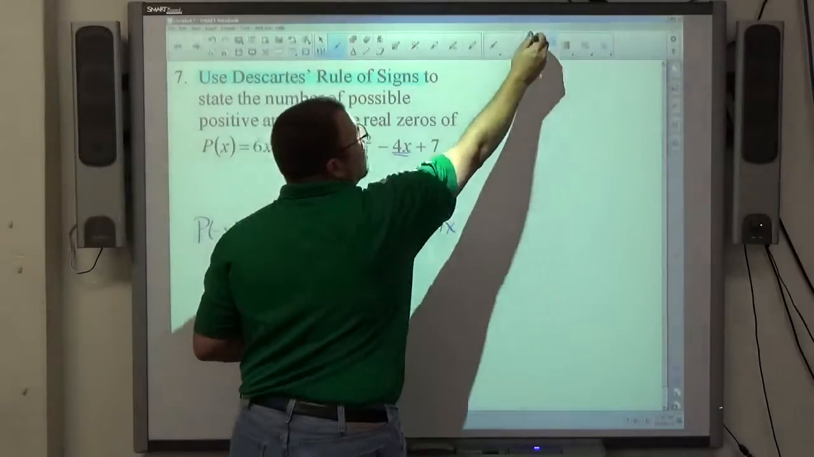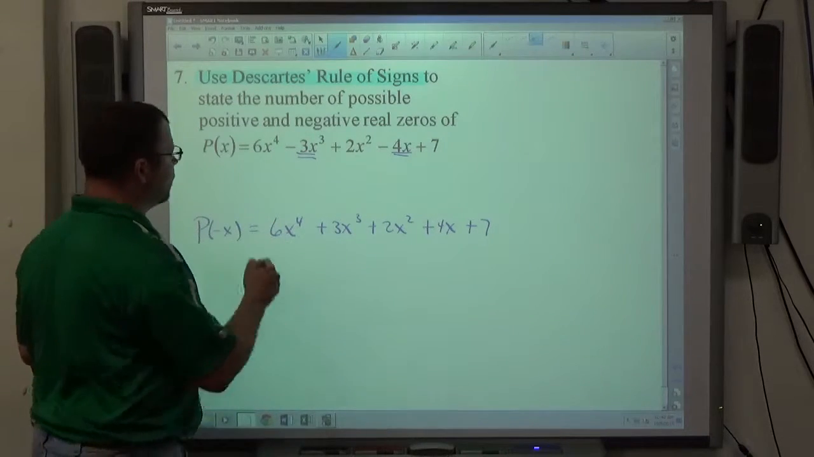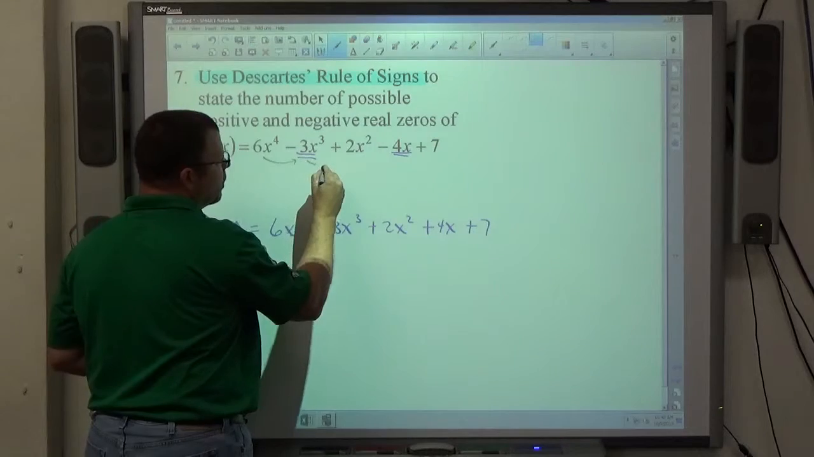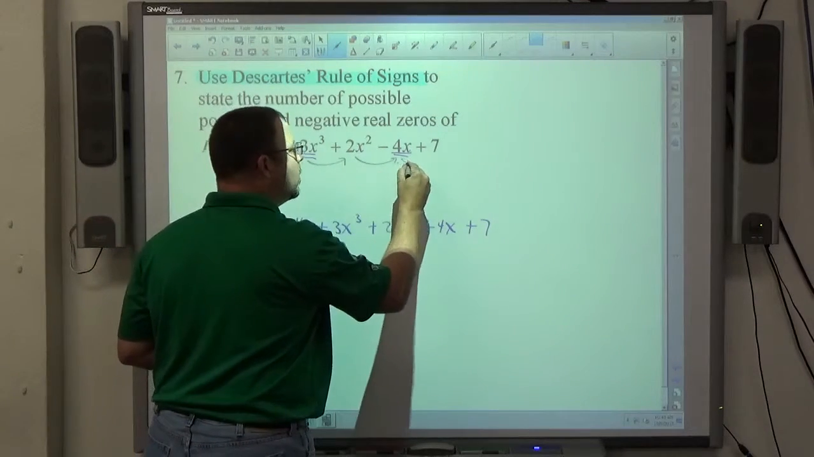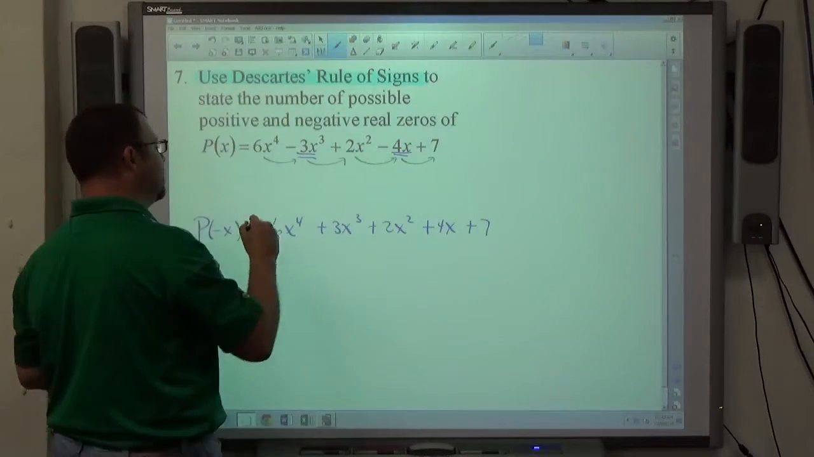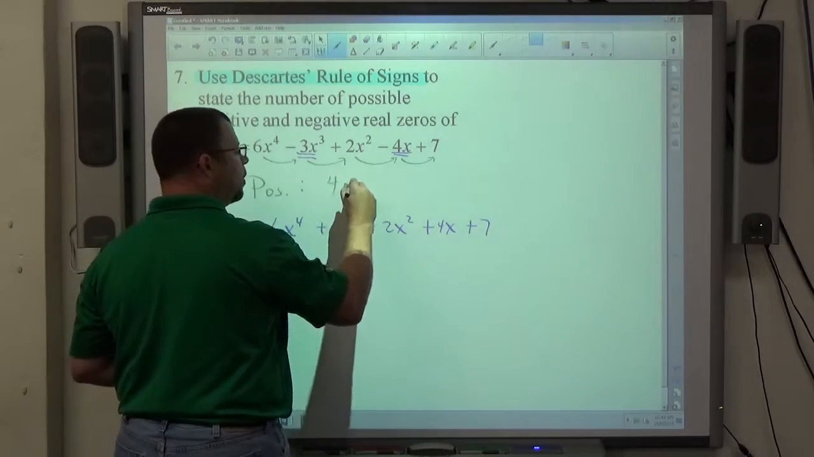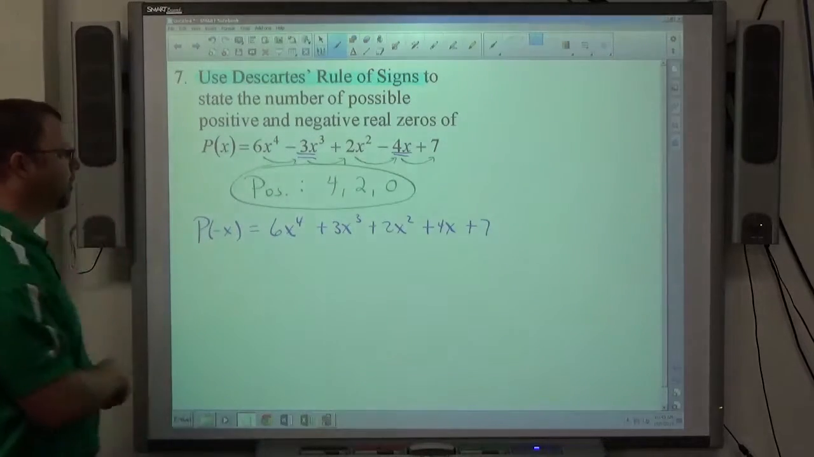P of x tells us everything we need to know about the positive solutions. We're looking for sign variations from the first to the second and so on. So we're positive, it switches to negative, that's a variation in sign. It switches back to positive, variation in sign. Switches back to negative, variation in sign. Switches back to positive, variation in sign. So there's a total of 4 variations in sign. So for positive solutions, there are either 4 or 2 or 0 positive solutions to this problem.